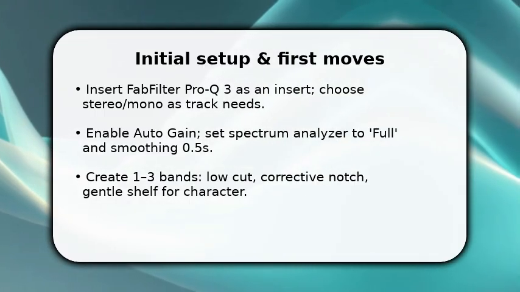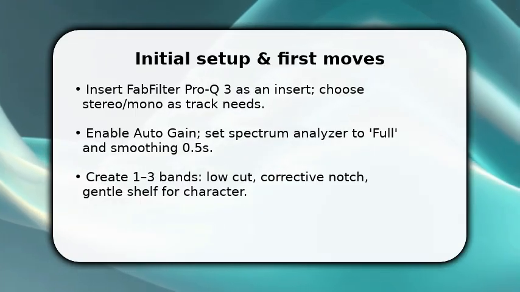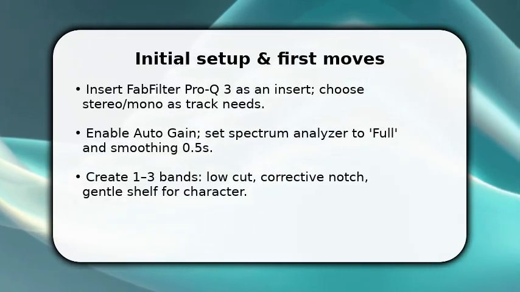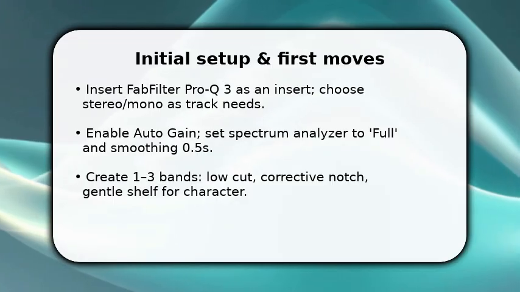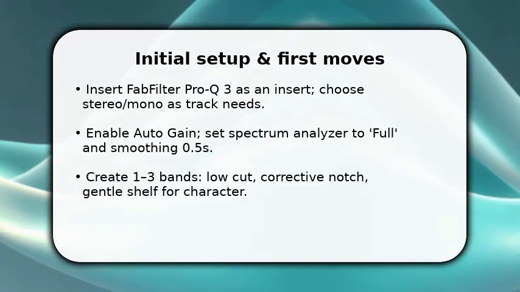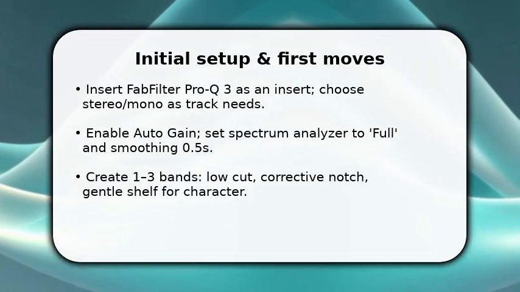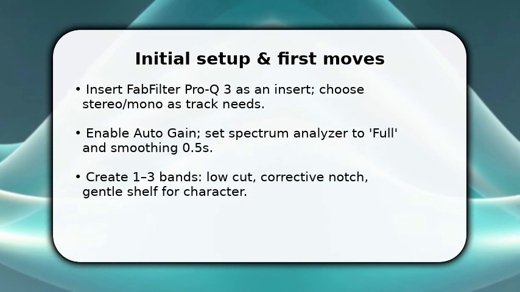Create a low cut band to remove sub-rumble, then add a narrow corrective notch where resonances jump out. Finally, add a gentle shelf to establish tonal direction. This sets the corrective versus creative balance you'll build from.